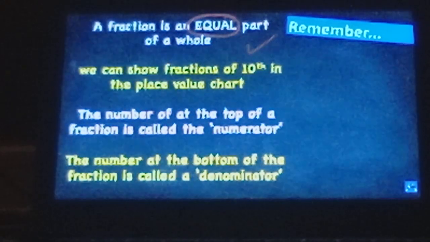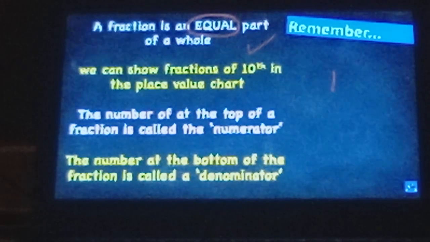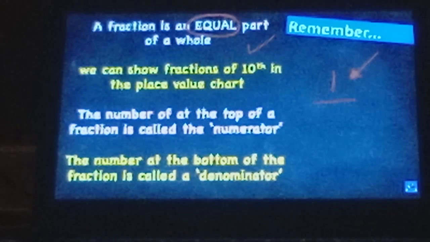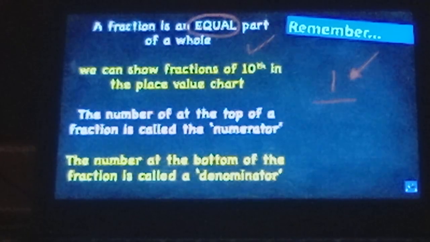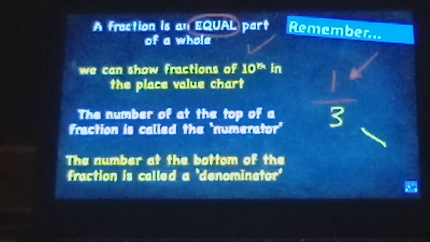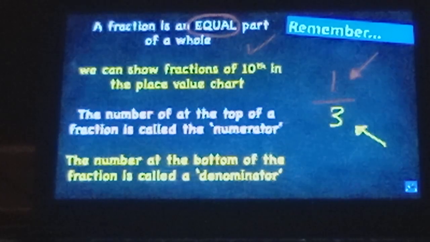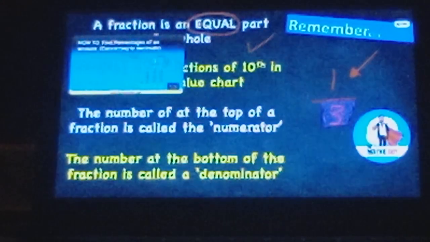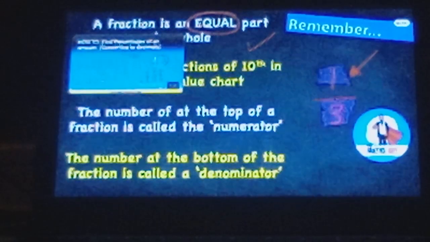The number at the top of a fraction, so this number here, would be our numerator, and the number at the bottom of the fraction, this number here, would be our denominator. Remember that denominator shows us how many we've split our whole into, and the numerator how many we're counting. And there you go, that's a quick introduction to fractions. Hopefully this has been useful for you. Stick around for the next lesson to look into equivalent fractions.